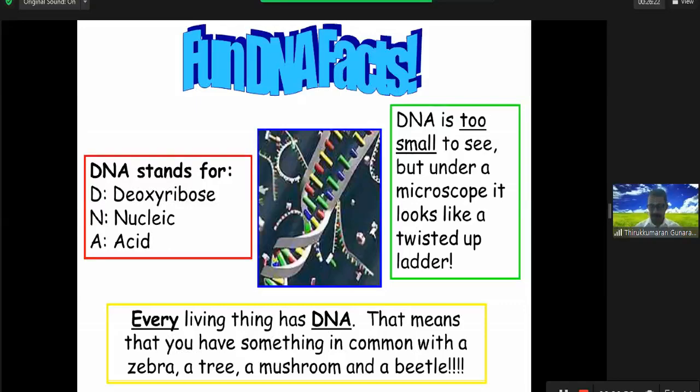So, okay, there's DNA, deoxyribonucleic acid. This is too small to see under the microscope. It looks like a twist of ladder. Every living thing has DNA, isn't it? Even the virus, the bacteria, fungi, and every living thing has DNA. That means that you have something in common with the zebra, tree, mushroom, and beetle.